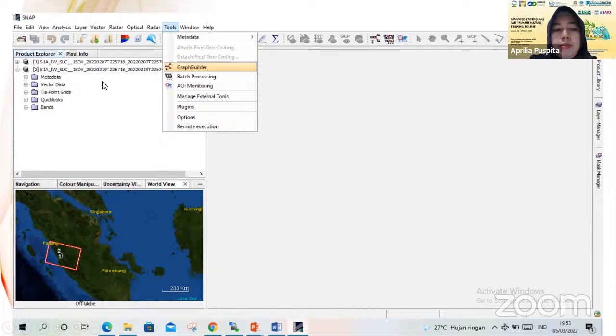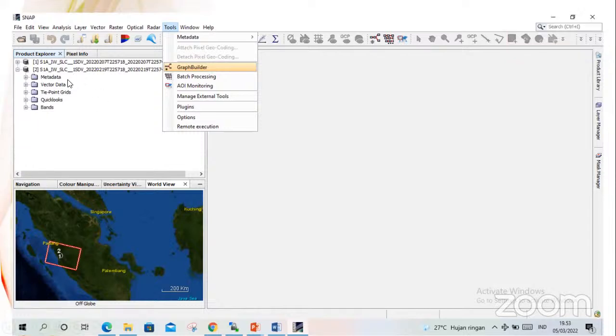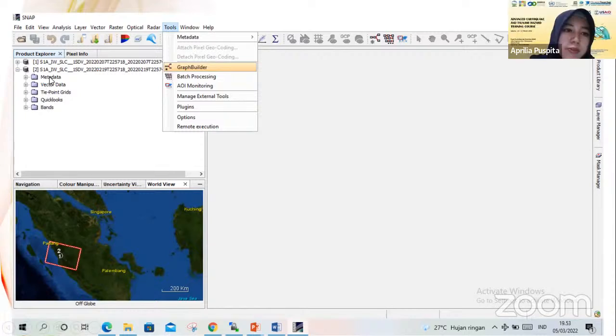At minimum we need two Sentinel data. The first acquisition we can call the master image, and the second acquisition we can call the slave image. And this is the metadata of the satellite data output, which we may concern in the band. And I want to show you how to process with Graph Builder.